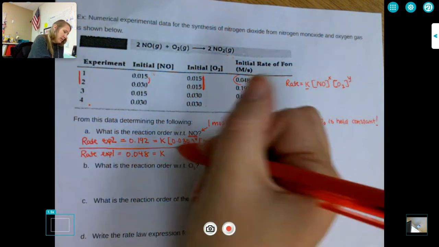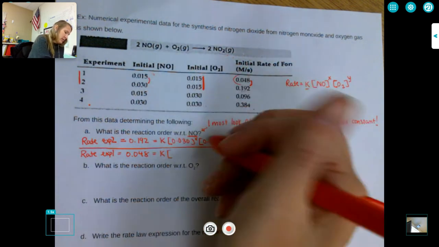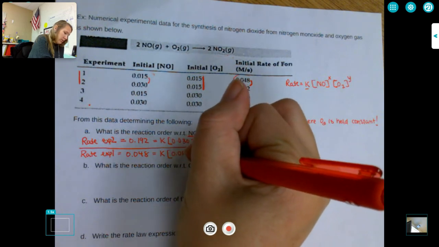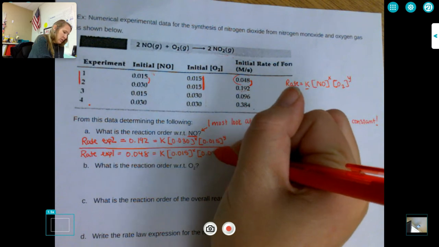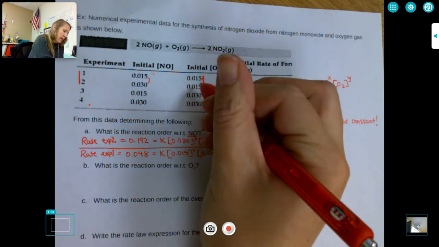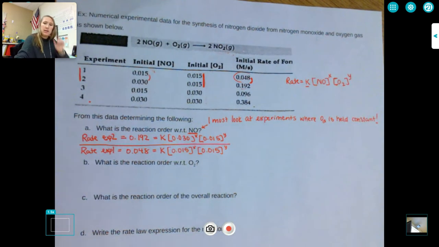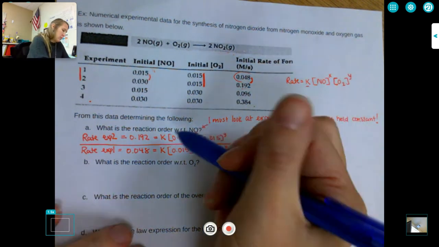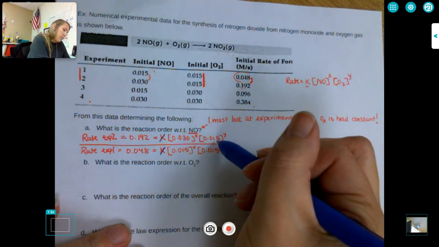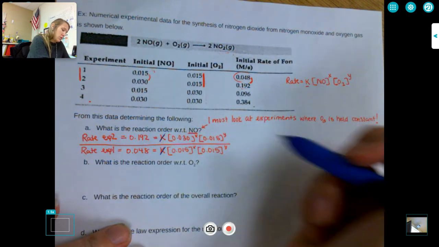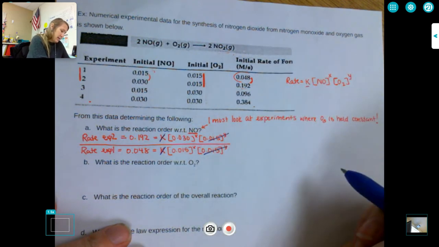K, my rate constant, times nitrogen monoxide, 0.015, to the X, and 0.015 to the Y, because that's my oxygen. Now, if we take a look, we can see that there are lots of things that are the same on the top and the bottom, so they can cancel out. For example, K is a constant. That cancels out. My oxygen concentration is also constant, so that cancels out.